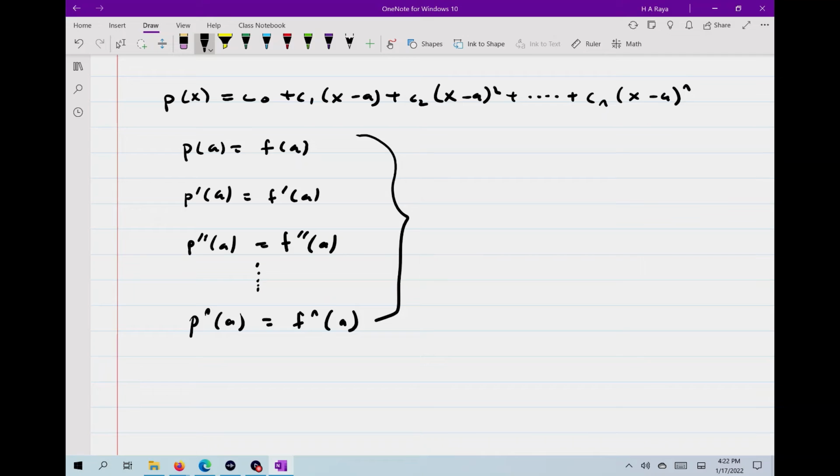If we look at these conditions and see what values of c0, c1, all the way through c sub n satisfy them, we come to the conclusion that if you want to find your c sub k, you can do so by taking the kth derivative of your function, evaluating at a, and then dividing it by k factorial.